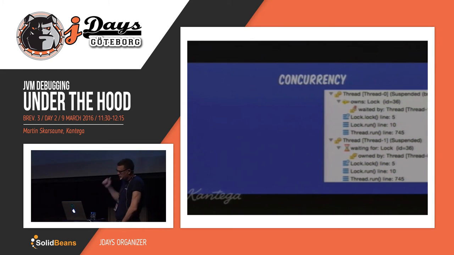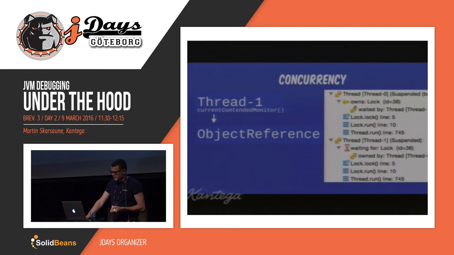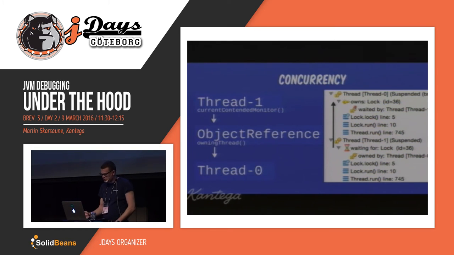But one thing that I found very interesting is that in this API, the concurrency information about monitors is very easily and intuitively available. So if I have a thread and it's waiting, I can ask for a reference to the monitor it's waiting for. Then I can get a reference to the object. And from there, I can know which thread holds on to this. And the other way around, so I can see that thread 1 is waiting for thread 0 because it's waiting for the lock on this ID 36.